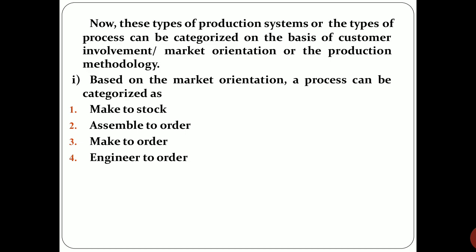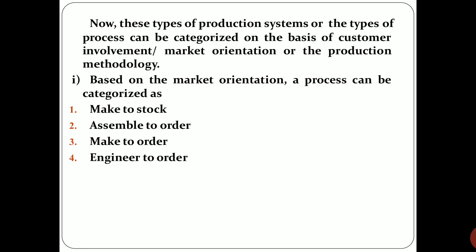The third is said to be make to order. That means we are making goods to order. Whatever order has been placed, accordingly we make the goods. And the last one is engineer to order. Engineer to order means making changes wherever required to the orders. These are the 4 categories on the basis of market orientation.